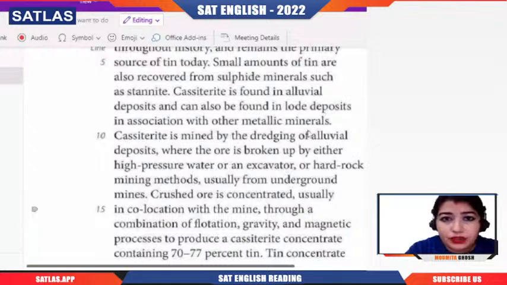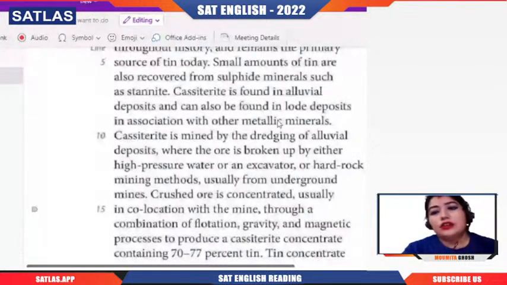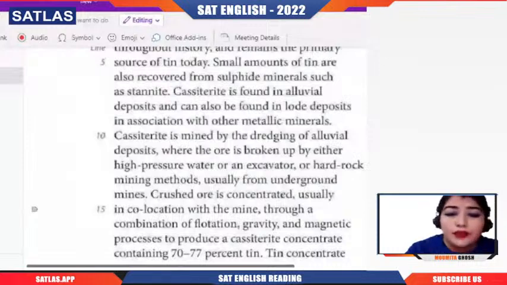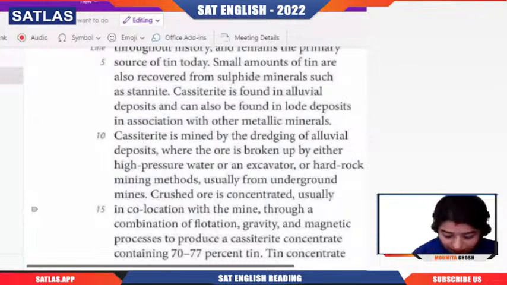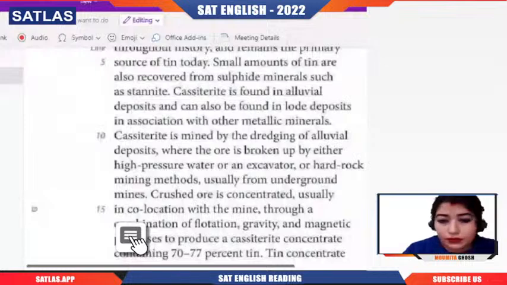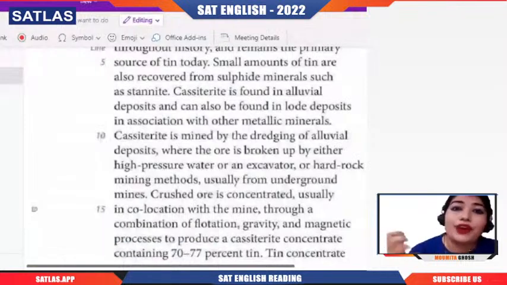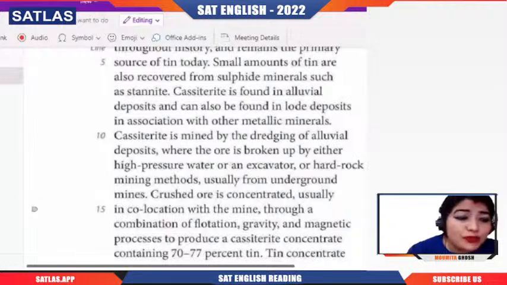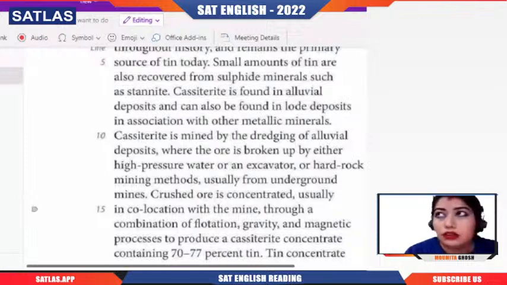So, does anyone know the meaning of lode deposits? Does anyone know what is the meaning of lode deposits? A type of accumulation in the alluvial soil or any types of soil. So dredging means a type of mechanism where it is being excavated, extracted. This type of mechanism actually happens with the help of a ship in the middle of the sea.